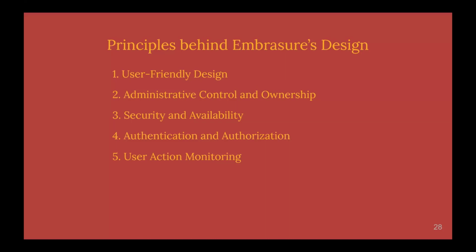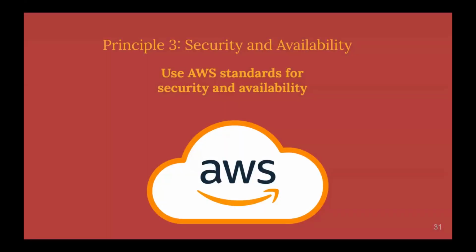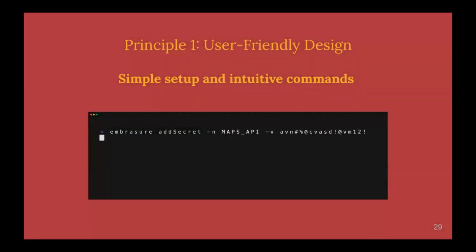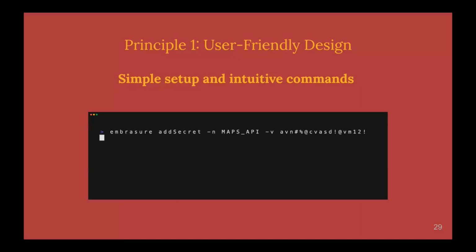So let's go a little deeper into how these principles influence the building of Embrasure. So the first principle, user-friendly design, we designed Embrasure to be developer-friendly and accessible to users with varying technical backgrounds. To achieve this, our CLI has intuitive commands and a simple setup which automates the process of building everything a user needs to manage their secrets through 2 CLI startup commands.